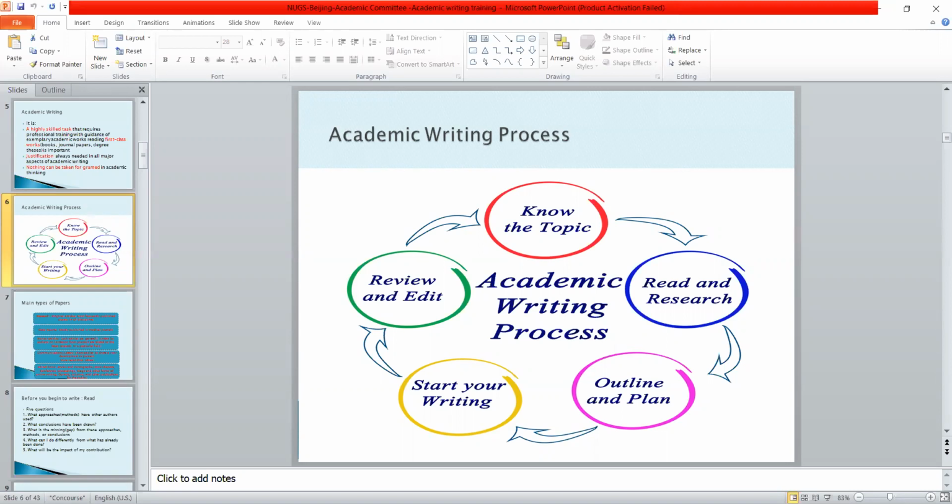So when you say academic writing, you must know your topic. You must read and research. You outline a plan. You just don't get up and start writing. You must outline a plan. You start writing. Then after the writing, you do what we call review or editing. Then you go along that line. So it is not easy. Let's go along. I think we'll discuss this very well.